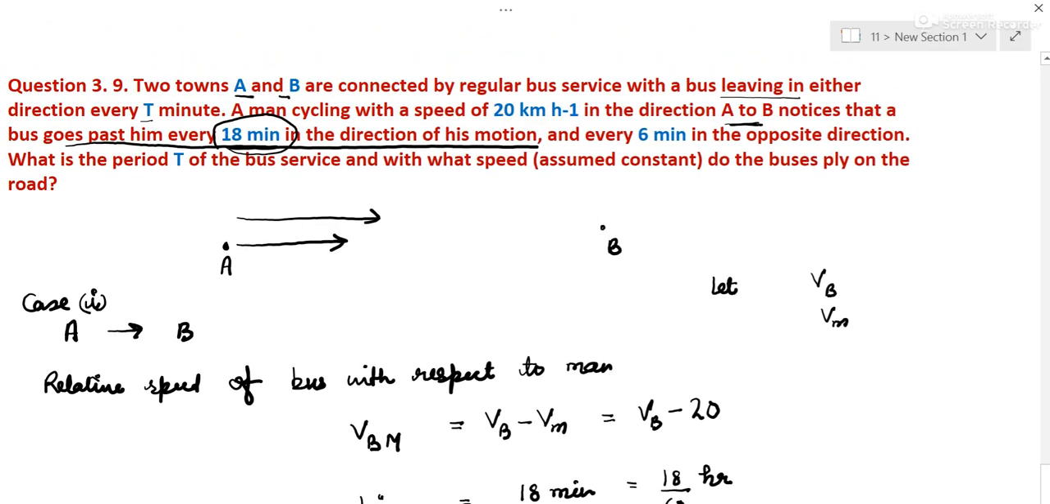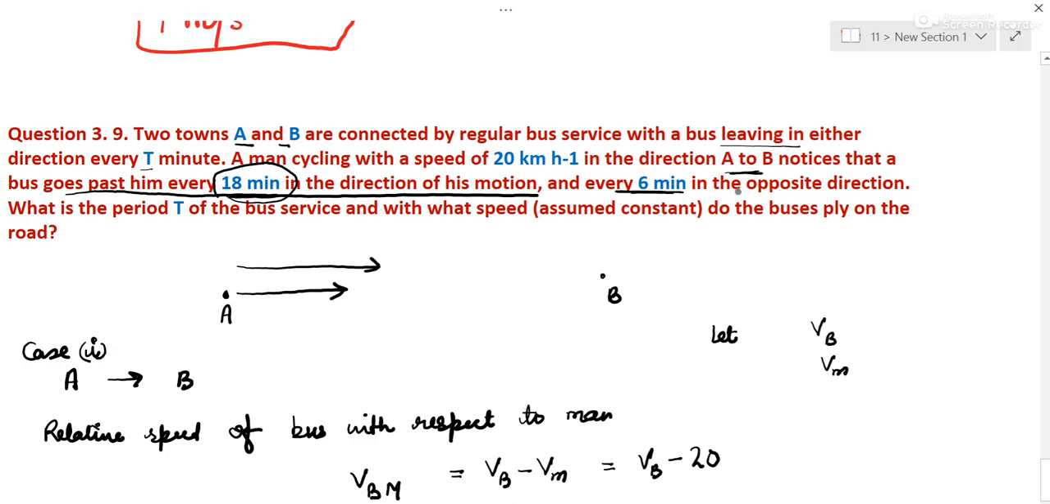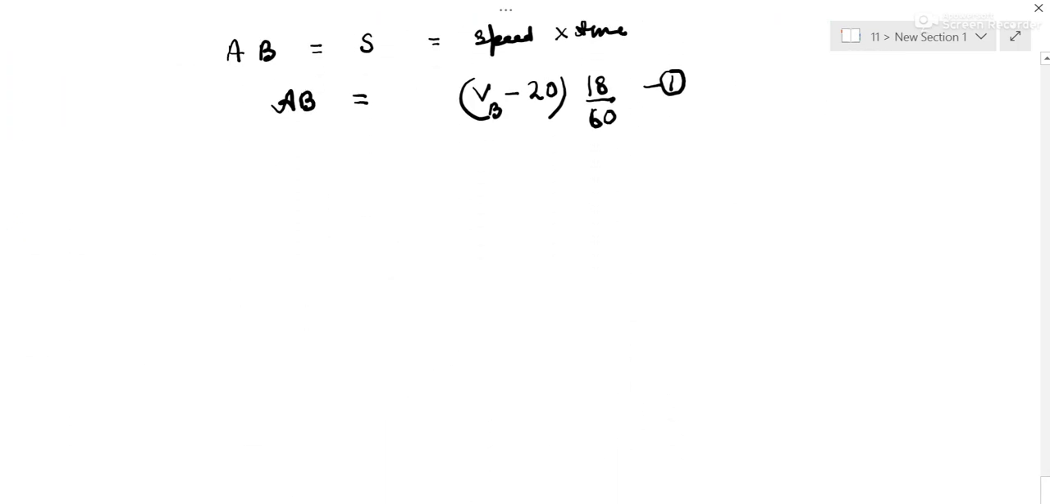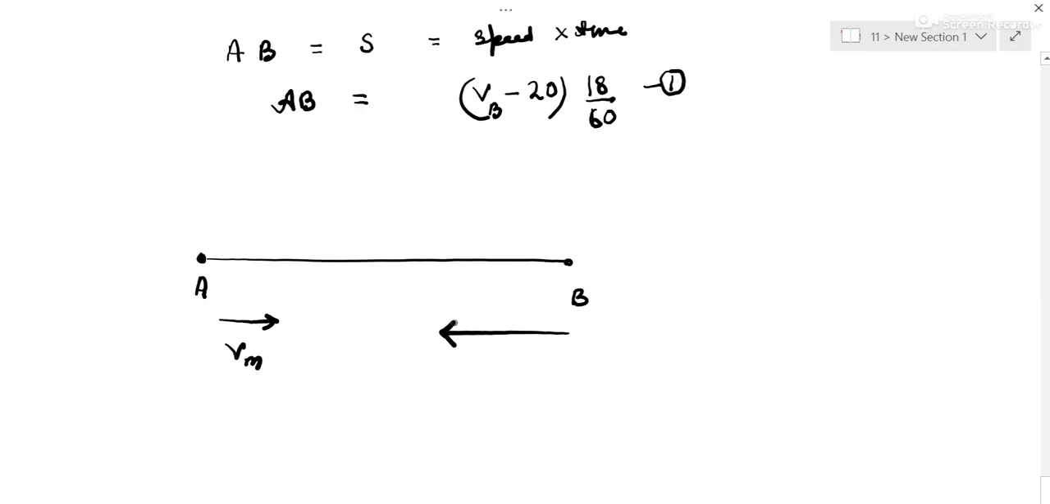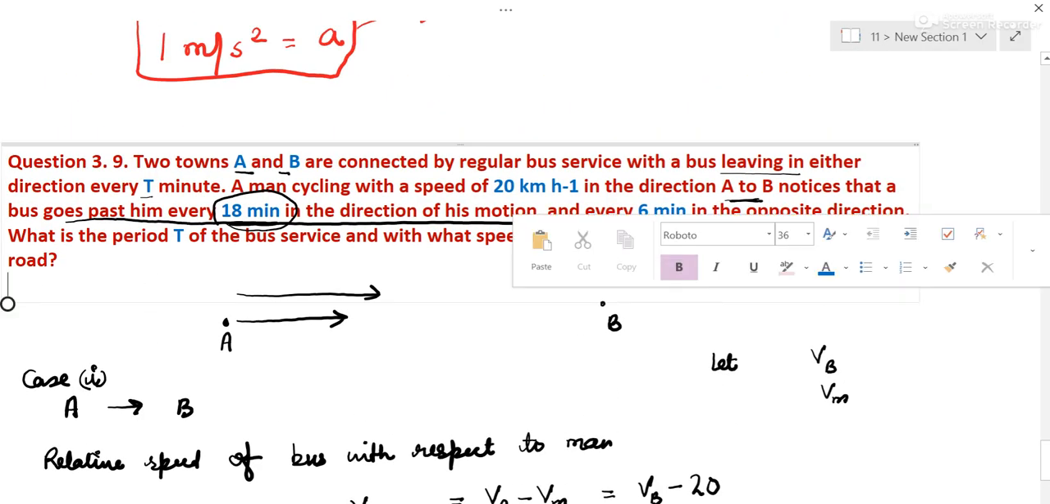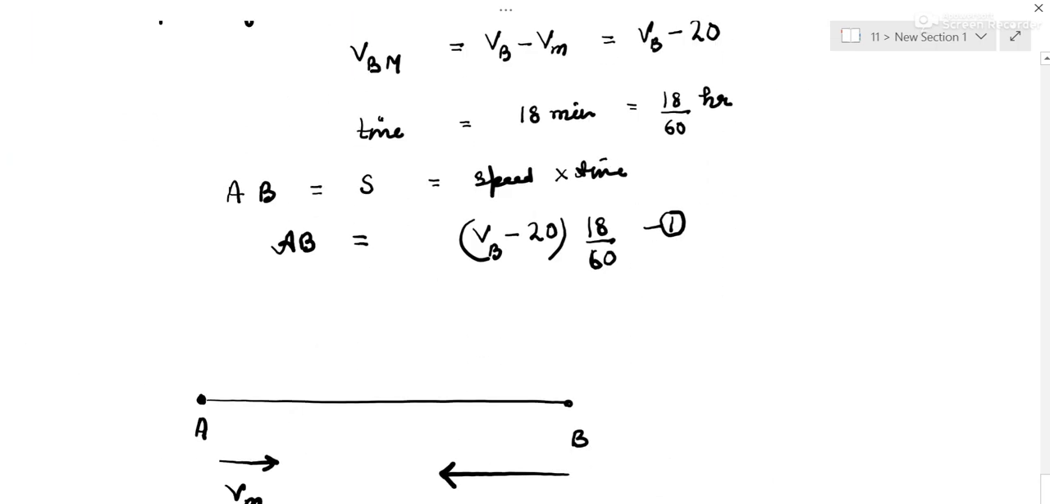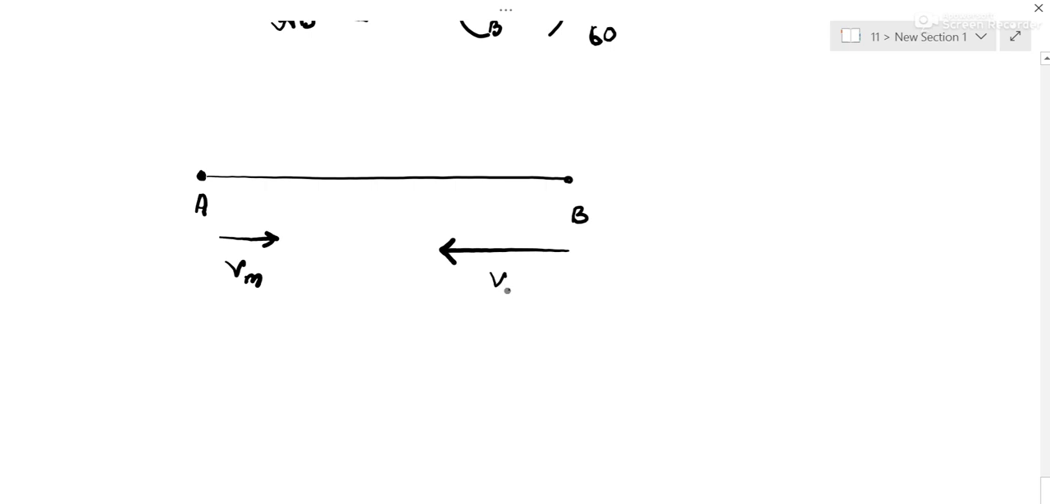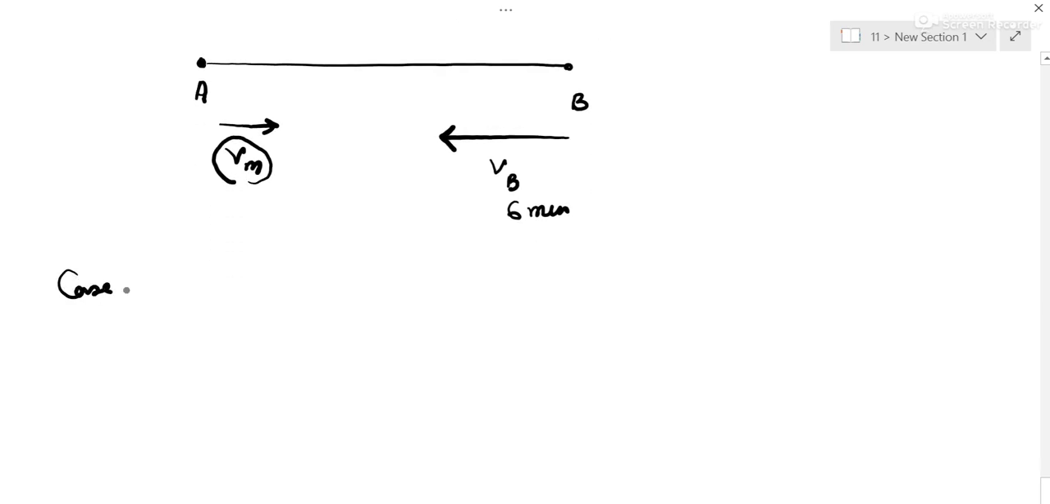Now let us read. And every 6 minutes in the opposite direction. Again, town A and town B, and the man is cycling from A to B. But you observe that the bus is coming from the opposite direction after every 6 minutes. After every 6 minutes, the bus is coming from B to A, and the man on the cycle observes that. So, case number 2, B to A.